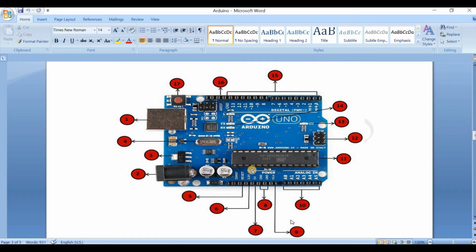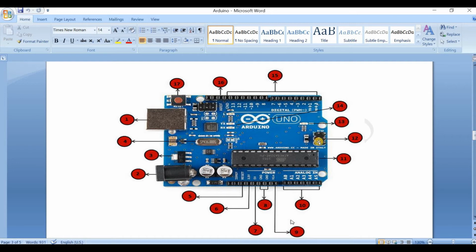Next, this is the main microcontroller. This is the brain of the Arduino board. This microcontroller changes for different Arduino boards. You can refer to the data sheet of the controller to know more about it. In UNO, the ATmega328P controller is used.